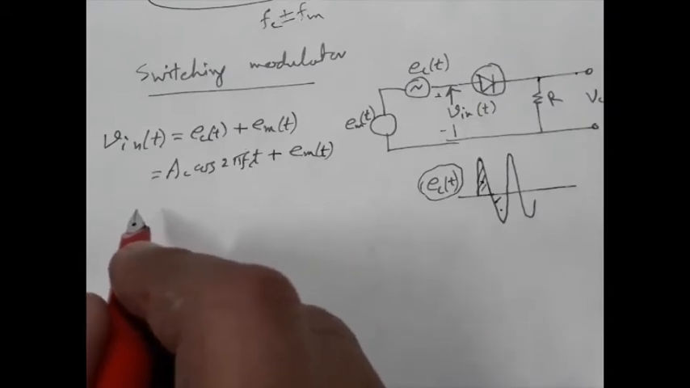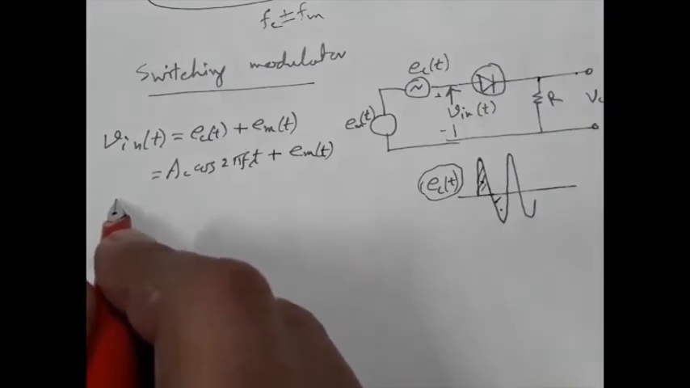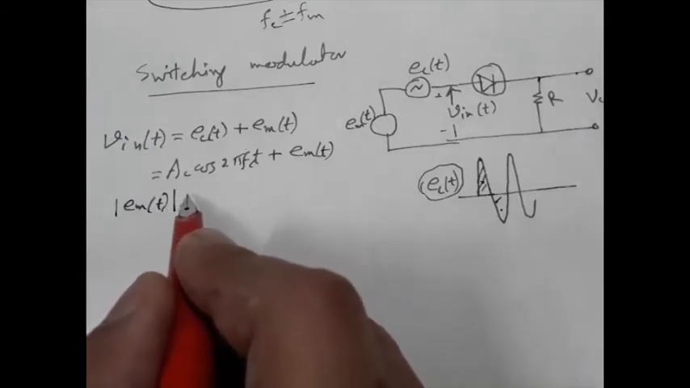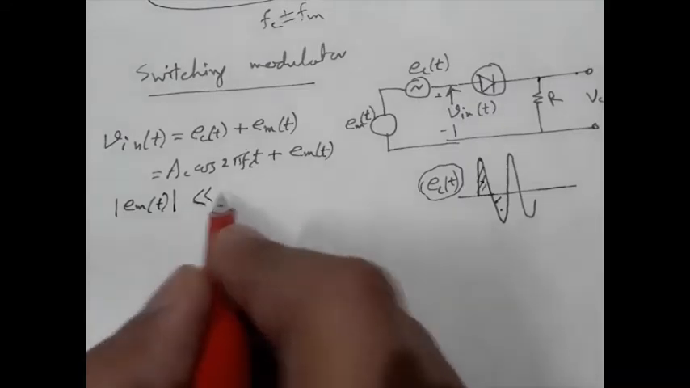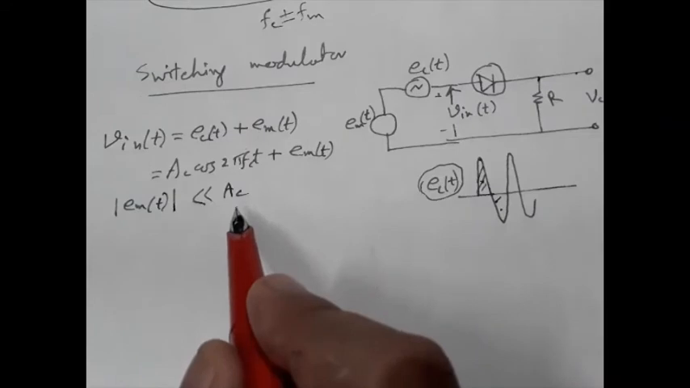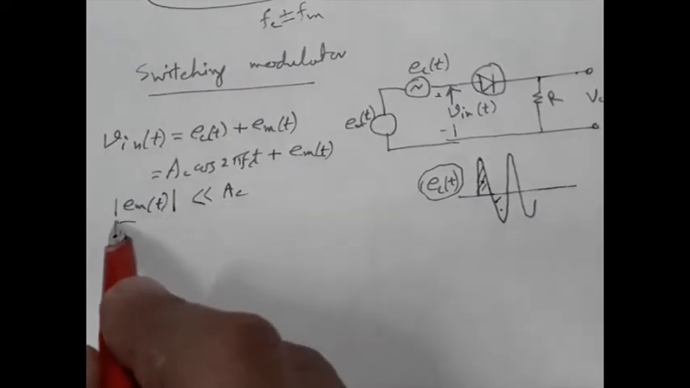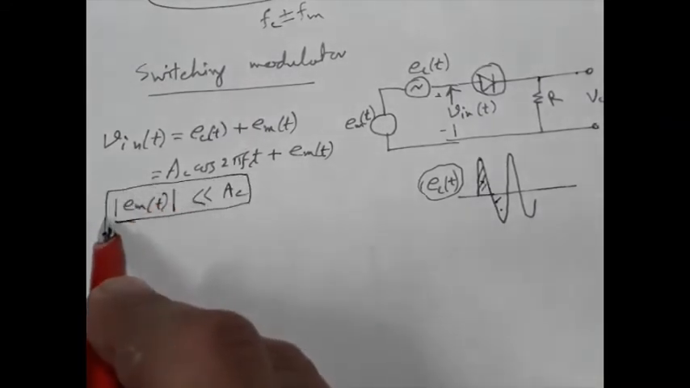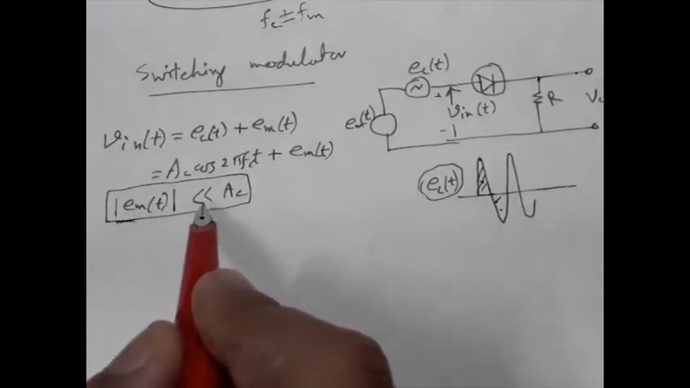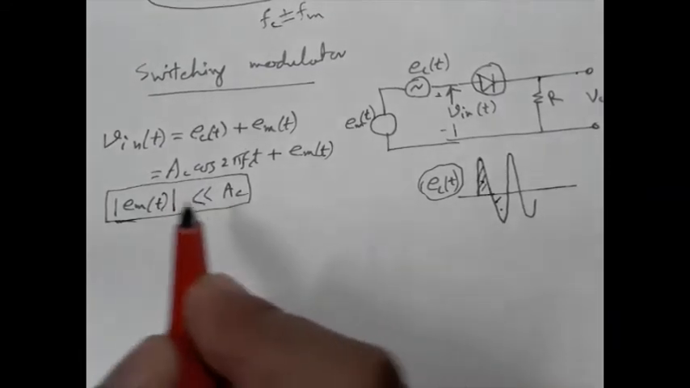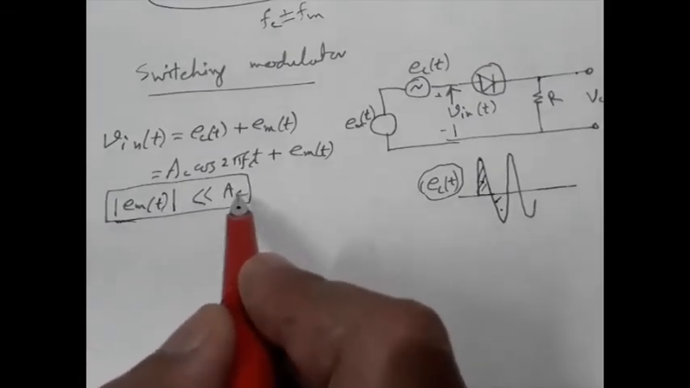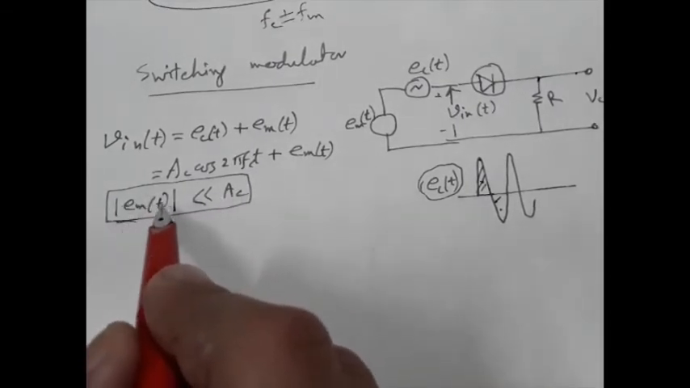Also, we have to maintain this condition for the proper operation of this whole circuit. The magnitude of the baseband signal must be less than the magnitude of the carrier. Both the magnitudes are high, but Ac is greater compared to the magnitude of the baseband signal.